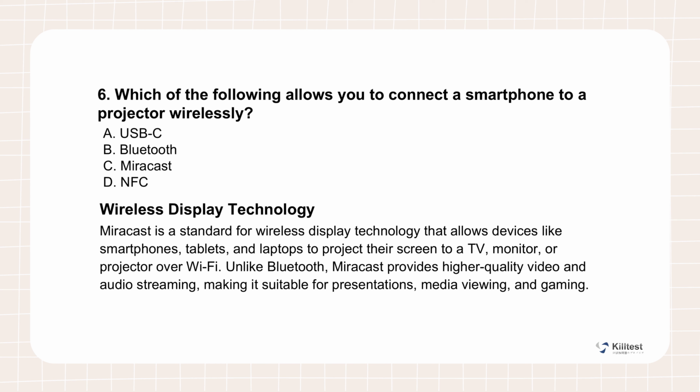Okay, let's shift gears slightly. Question 6. Which of the following allows you to connect a smartphone to a projector wirelessly? Options are USB-C, Bluetooth, Miracast, NFC. The one you want there is Miracast. Miracast, I've seen that setting. What is it exactly? How does it work?